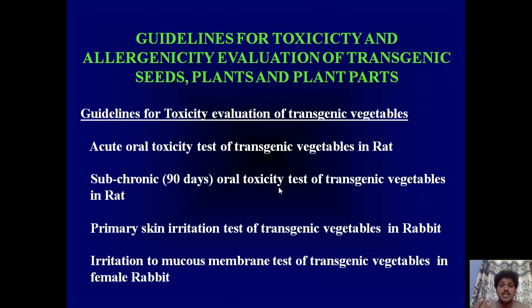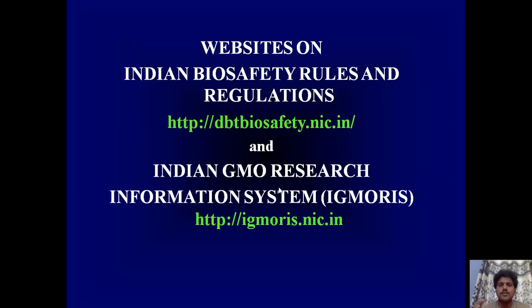Then for transgenic vegetables, acute oral toxicity test with a rat again. So subchronic 90 days oral test with rat again. Primary skin irritation test with rabbit again, and irritation to mucous membrane test again with a female rabbit. So the Indian biosafety rules and regulations are kept on the website dbtbiosafety.nic.in, and the Indian GMO Research Information System, IGMORIS. This is also one more website for more details.